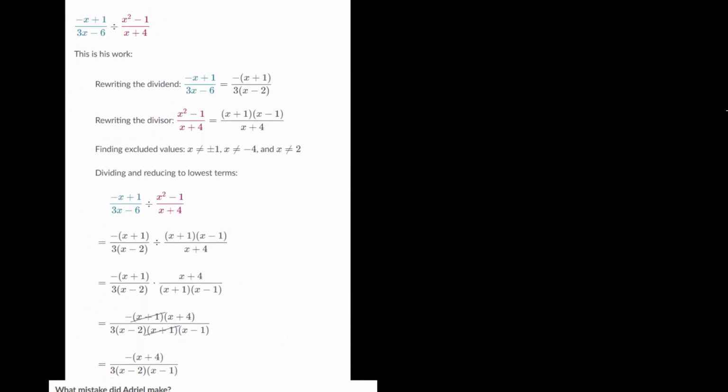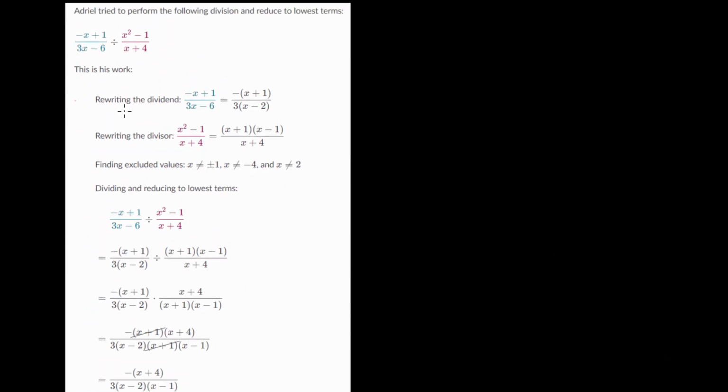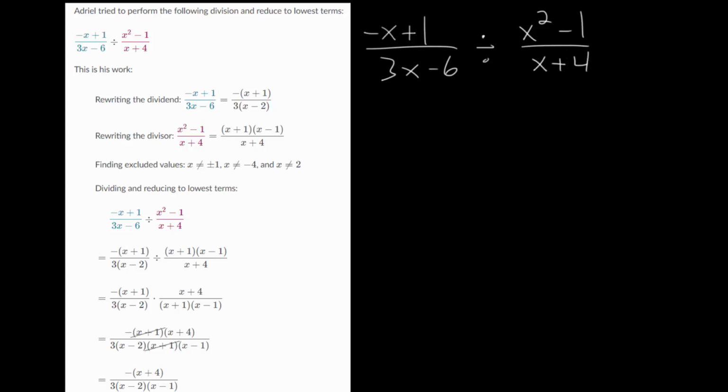And for this one, we're going to do the work ourselves and then compare that to what Adriel was able to do in his problem. So let's rewrite it. We have minus x plus 1 divided by 3x minus 6. And we're now dividing by x squared minus 1 over x plus 4. So let's start by trying to factor as much as we can.